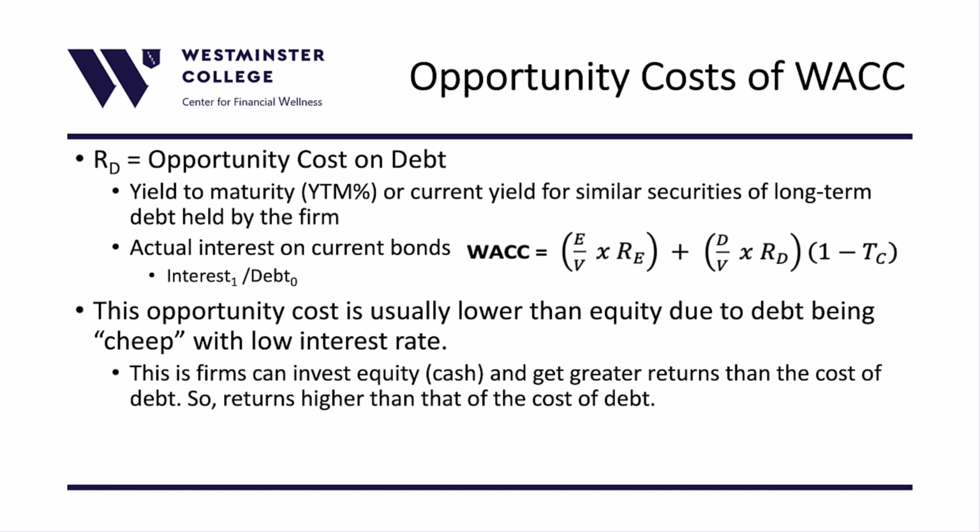So opportunity cost on debt, or R subscript D in this equation, which is this part right here, is the yield to maturity, or the current yield for similar securities of long-term debt held by the firm. So this will be your YTM, the same YTM that you use for the bond market equation. You could also calculate this as the actual interest on the current bonds. So this will be your interest of this year over the debt of last year, because you accumulate that interest annually. This opportunity cost is usually lower than equity due to debt being cheap.